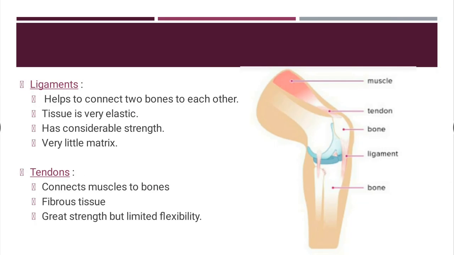And next is the ligaments. Ligament is a connective tissue which helps to connect two bones to each other. So this is the ligament which is connecting the two bones. The tissue is very elastic, has considerable strength and very little matrix. Next is the tendon which connects muscle to bone. It is a fibrous tissue having great strength, but it has limited flexibility.